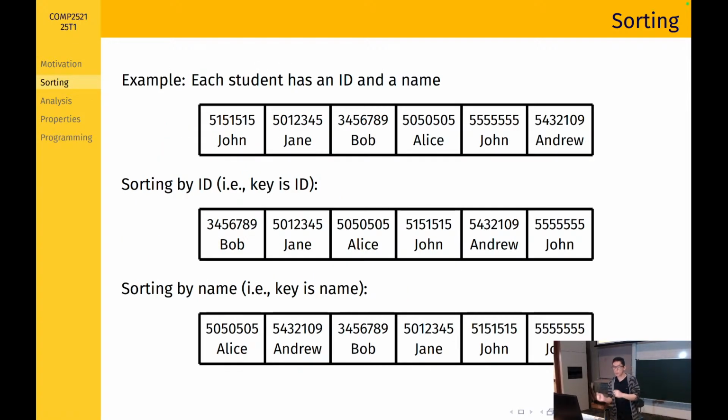So here's an example of sorting. We have an array of students, and each student has a ZID and a name, and we can sort by either ID or name. If we sort by ID, then as we go down the array, the IDs will be in increasing order, but the names are not going to be sorted, because we're sorting by ID. Meanwhile, if we sort by name, then as we go down the array, we can see that the names are in alphabetical order. Okay?